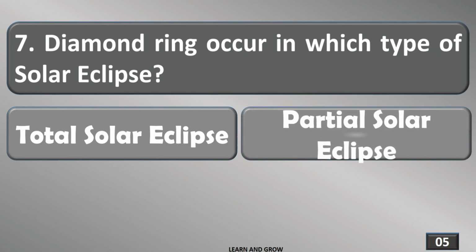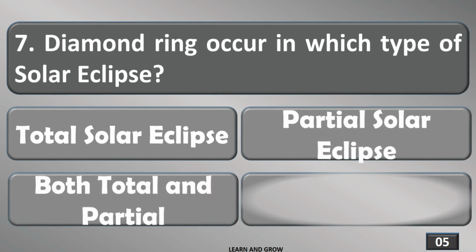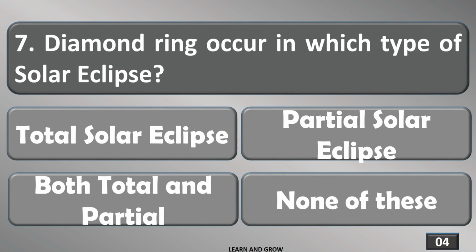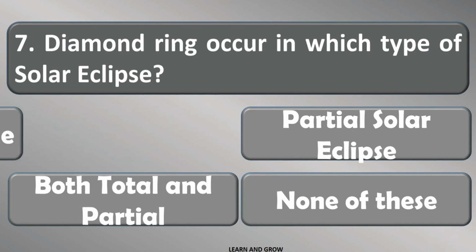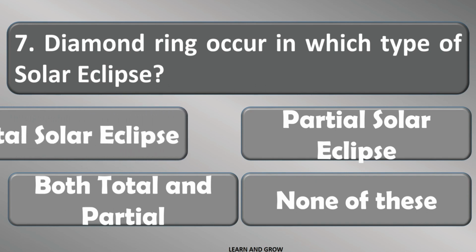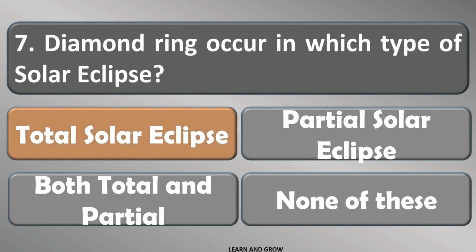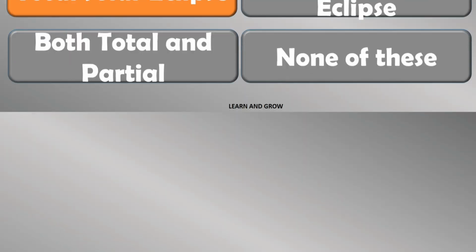Diamond ring occur in which type of solar eclipse? The right answer is total solar eclipse.